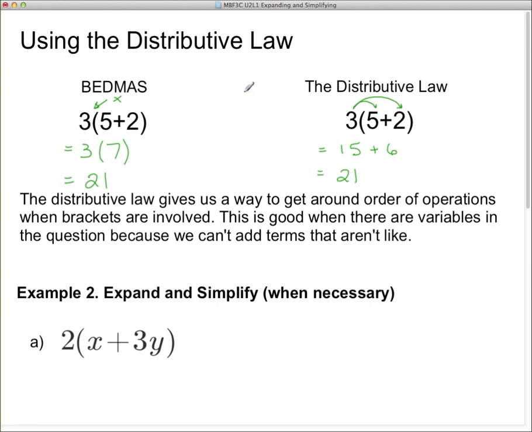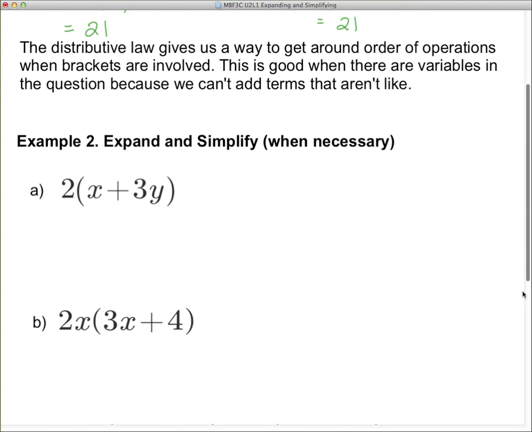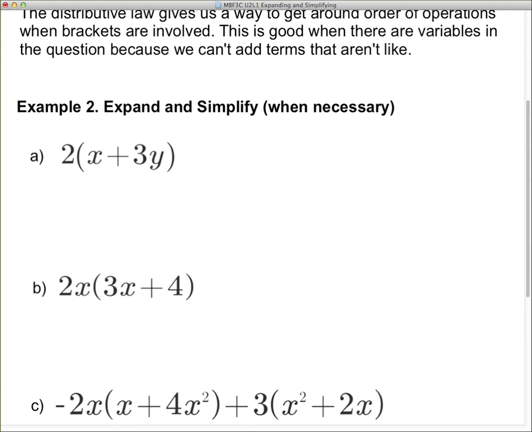Okay? So the distributive law gets us to the same spot in just a slightly different order. So the distributive law gives us a way to get around order of operations when brackets are involved. This is good when there are variables in the question, because we can't add terms that aren't like. So here we go. Let's have a look at some that have variables in the question. This says expand and simplify when necessary. So that probably means that some of these won't need simplifying.